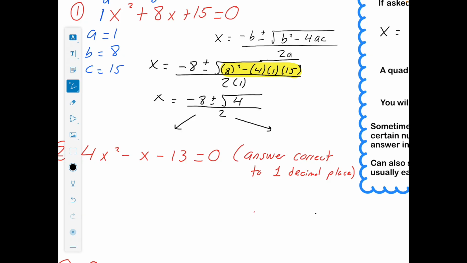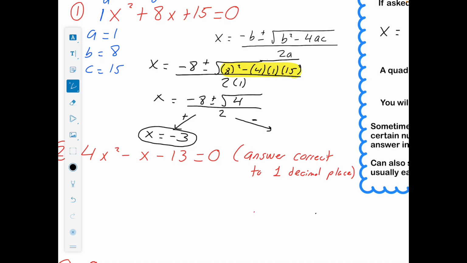Now, see this plus or minus here? That's going to be important. So take 2 separate arrows. And I'm going to put this into my calculator now. I'm going to press the fraction button first. And then minus 8. And I'm going to choose plus first. So I'm going to say minus 8 plus the square root of 4 all over 2, because 2 by 1 is 2. And I get out x is equal to minus 3. Okay, that's one of my answers.